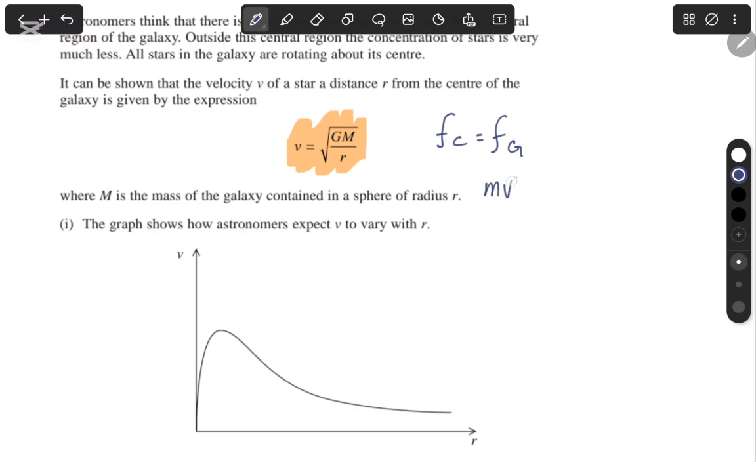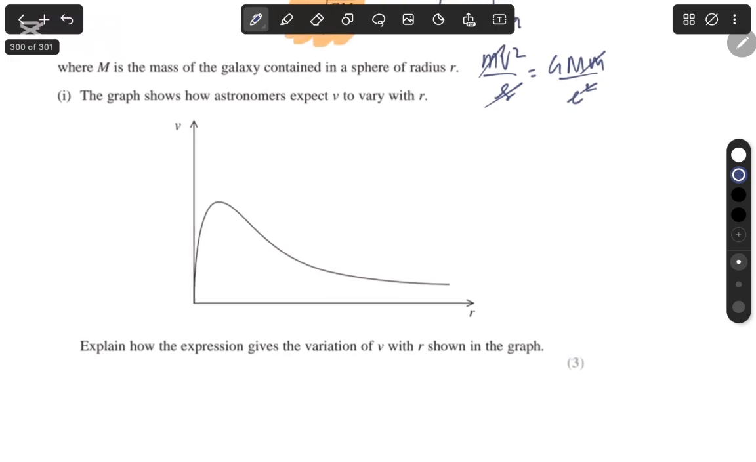You're going to get mv squared over r is equal to GMm over r squared. Then you can cancel this out, and this cancels out, so you get the formula from there. Then it says, the graph shows how astronomers expect v to vary with the distance r. Explain how this expression gives the variation of v with r shown in the graph.